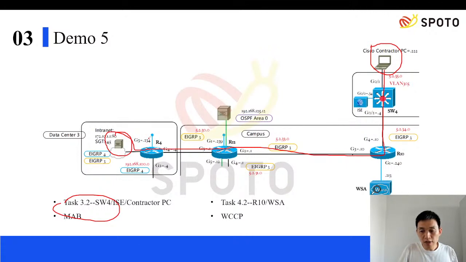Once done with that task, we will come to task 4.2, and we need to deploy transparent redirection, which is known as Web Cache Communication Protocol on router 10, so that router 10 can finally redirect the specific traffic to the web security appliance.